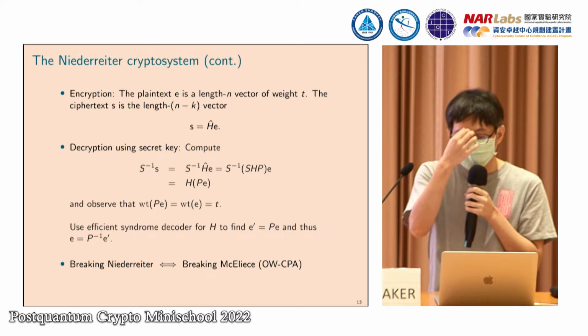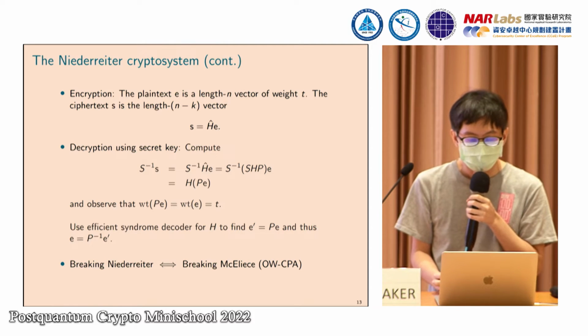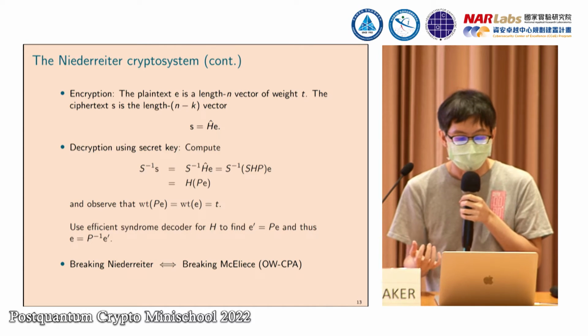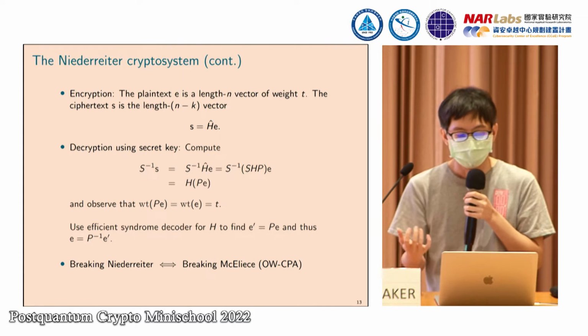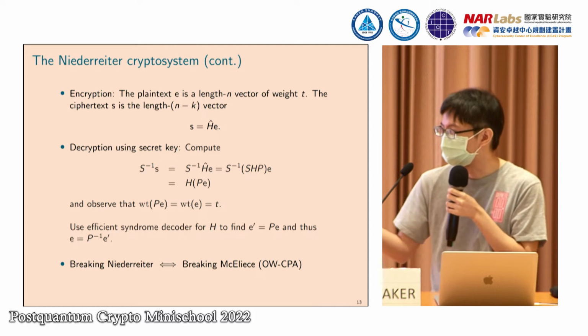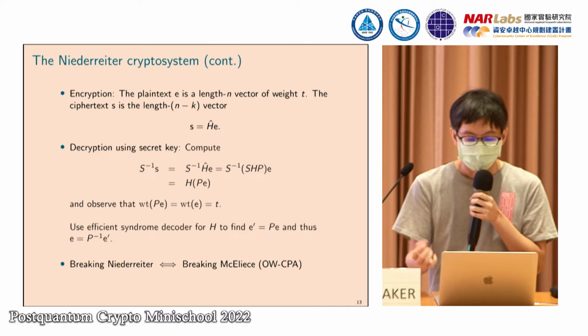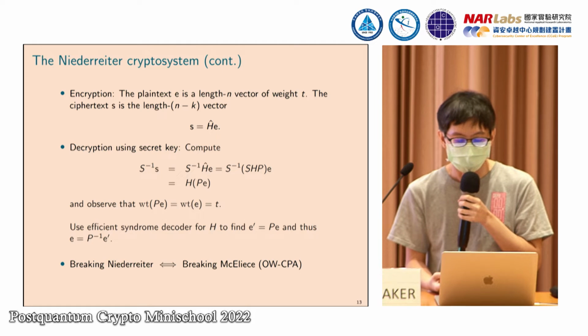And we often say that Niederreiter is a variant of McEliece. And this is not just because they look very similar. There's actually some theoretical foundation for this. You can actually prove that in the setting of what we call one-way CPA, OW-CPA setting, breaking Niederreiter is just the same as breaking McEliece.